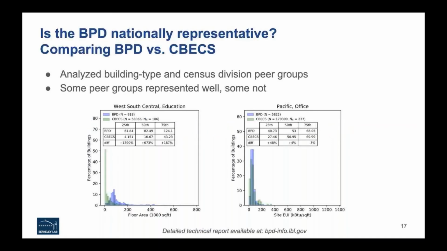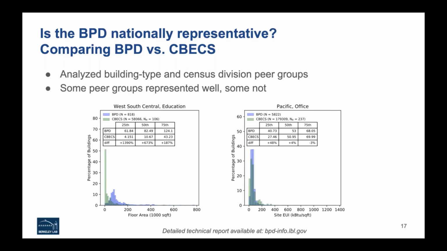So I alluded earlier to the fact that the BPD is not a national statistical sample, but of course we often get the question of how representative the BPD is. So what we did was compare it to CBECS, and the way we did this was that we analyzed various combinations of building type and geographic region, and specifically we used census division. In fact, I think we did a total of about 180 such combinations.